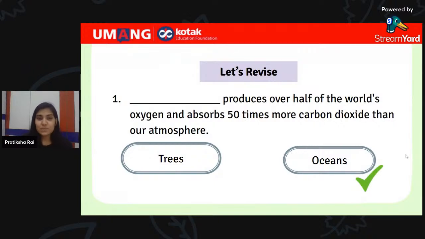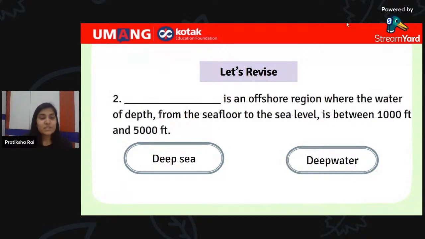Let's look at the next one. Dash is an offshore region where the water of depth from the sea floor to the sea level is between 1000 feet and 5,000 feet. Is it deep sea or deep water? Think about it very carefully and then answer. And type your responses in the chat box. I'm waiting for all of you.